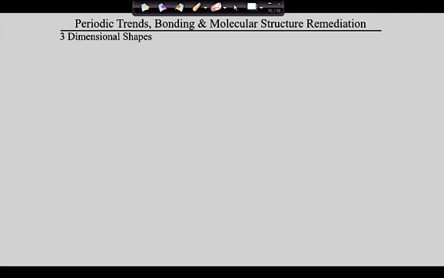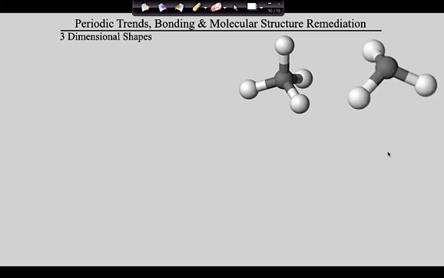So first of all, let's talk about the shapes. This one should be familiar. It's got 4 points in 3-dimensional space. You may remember we call it tetrahedral, but whether you remember the name or not, this should be familiar. After this, we have a shape that we call trigonal pyramid. You'll notice that it's got 3 legs and that it looks kind of like a pyramid. It's not flat, but it's bent up a little bit.